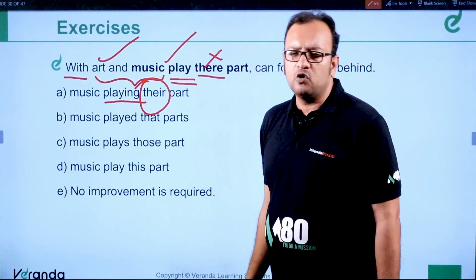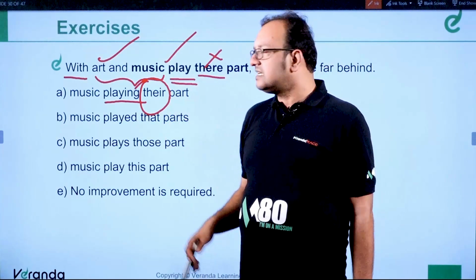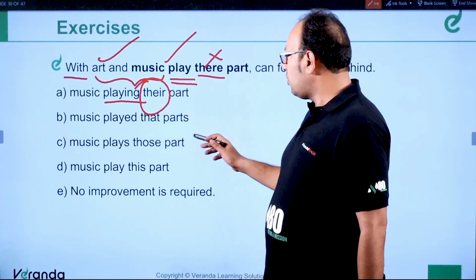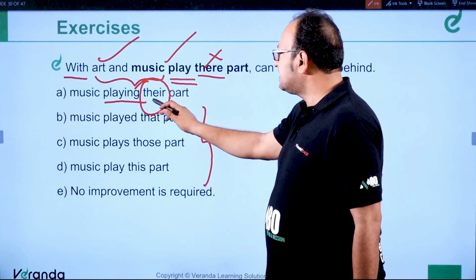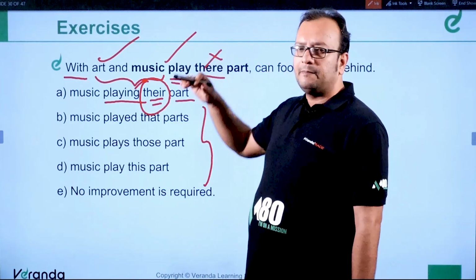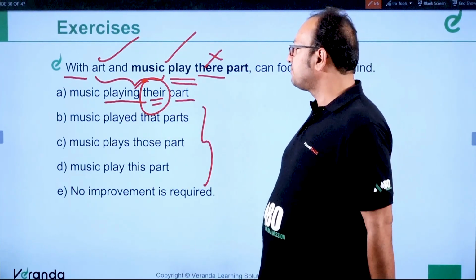So it should be followed by their, which is the plural pronoun of possessive case. Basically possessive determiner. That way we can use this. Otherwise music played that parts. All other options are irrelevant. Their is the correct possessive determiner, and part is a noun, so it can be placed after that. Part can be placed after their. This is the correct answer.